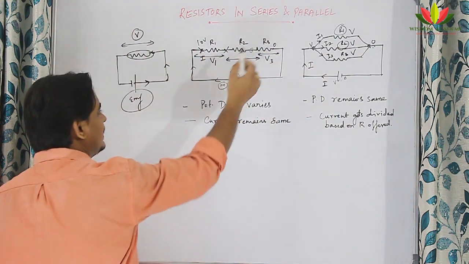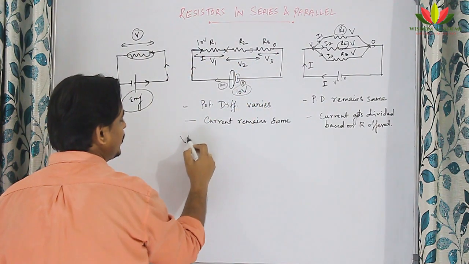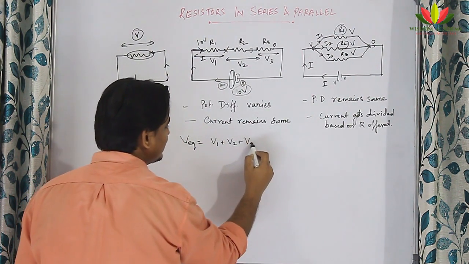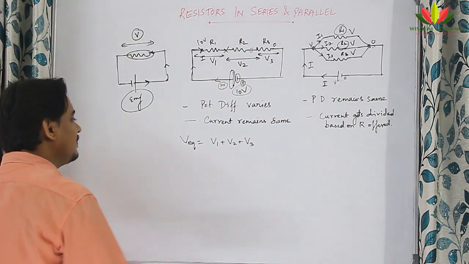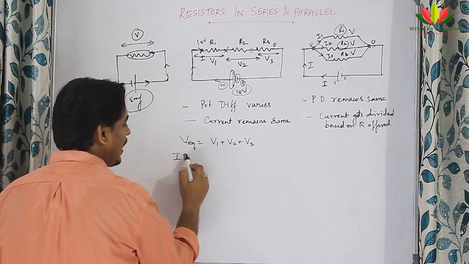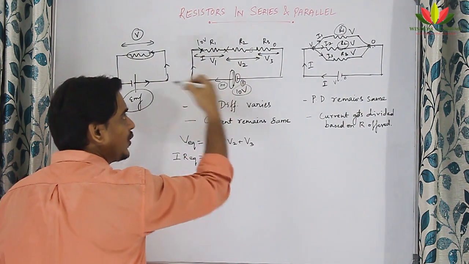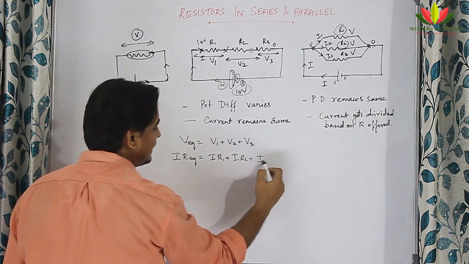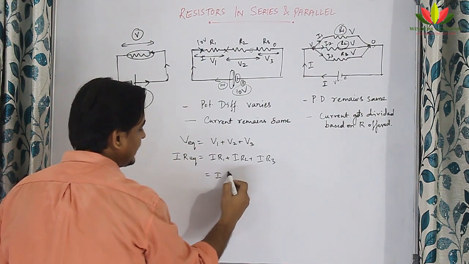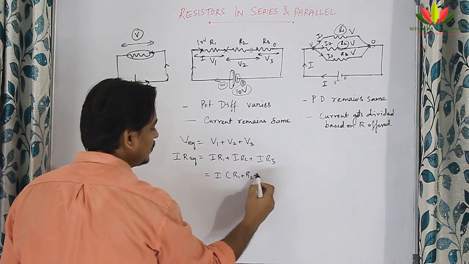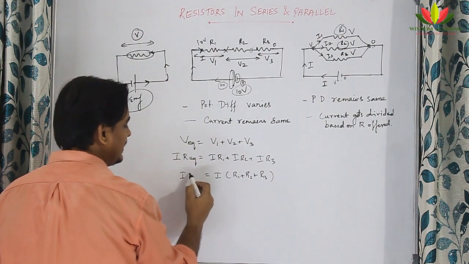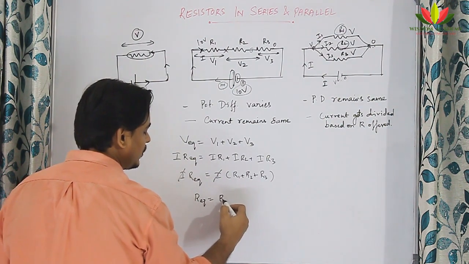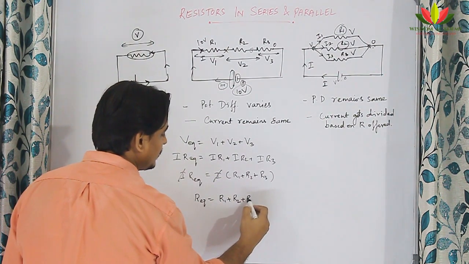So if you see here, the net potential difference, V equivalent, is equal to V1 plus V2 plus V3, isn't it? And V is equal to IR, so it will be I into R equivalent. The current remains the same, there is no I1, I2, I3. So I into R1 plus I into R2 plus I into R3. If you take I common outside, it becomes R1 plus R2 plus R3, as I into R equivalent. These two get cancelled and finally you get R equivalent is equal to R1 plus R2 plus R3.